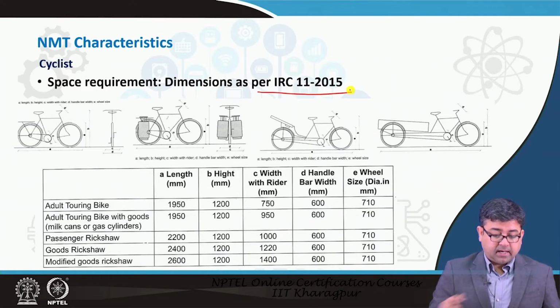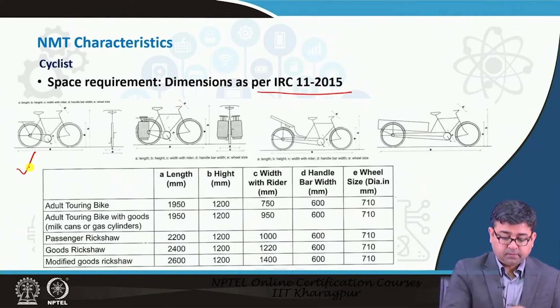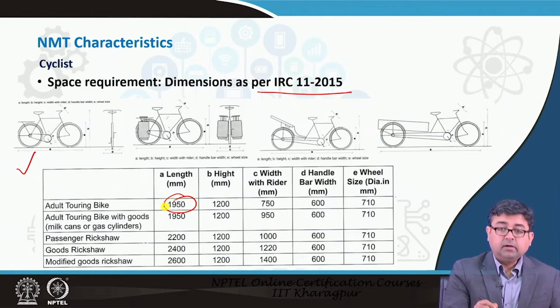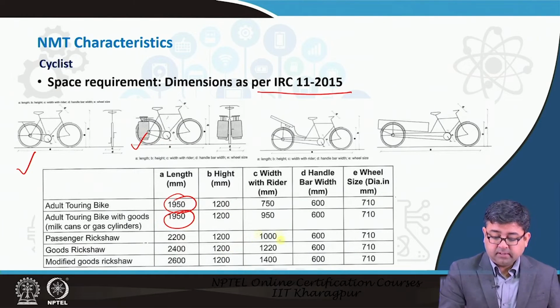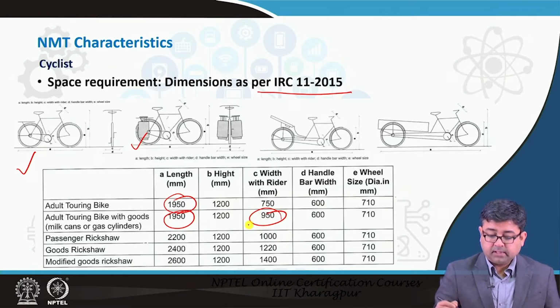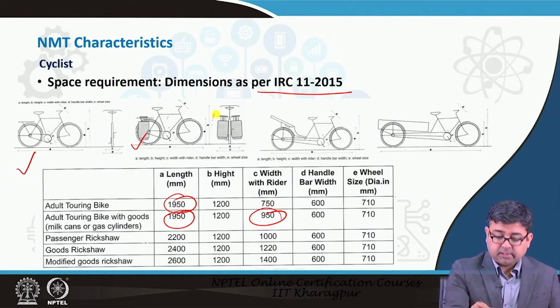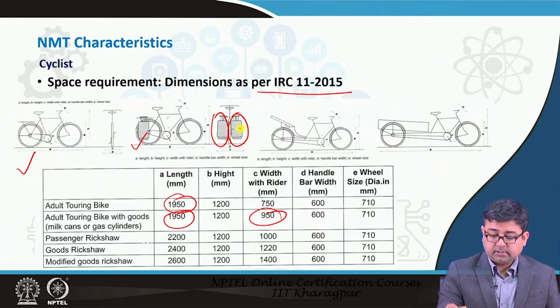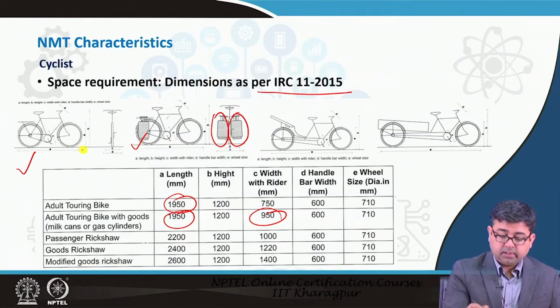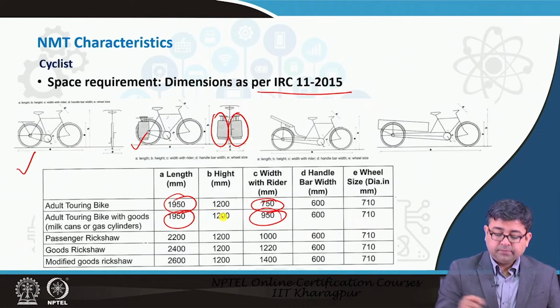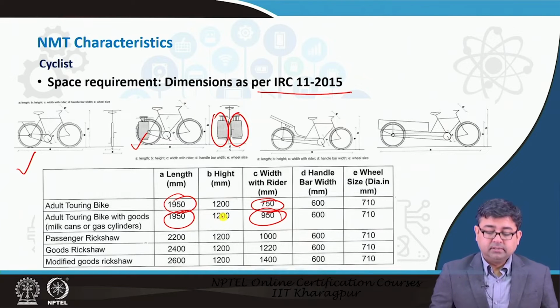You would see that an adult touring bike has a standard length of 1050 millimeters, whereas an adult touring bike with goods would still have the same length, but it would have a different width with rider, right. Both may be called riders. So, that is the only difference between when you are carrying goods versus when you are riding alone. When you are riding alone, the width to be considered is 750 millimeters.